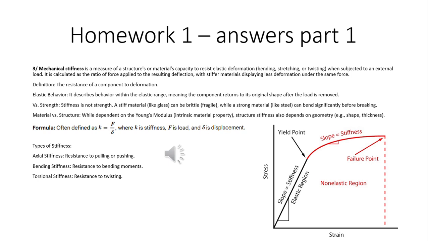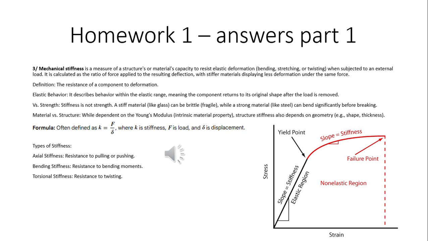Definition: stiffness is the resistance of a component to deformation. Elastic behavior: it describes behavior within the elastic range, meaning the component returns to its original shape after the load is removed. So what's stiffness versus strength? Stiffness is not strength. A stiff material like glass can be brittle, fragile, while a strong material like steel can bend significantly before breaking.